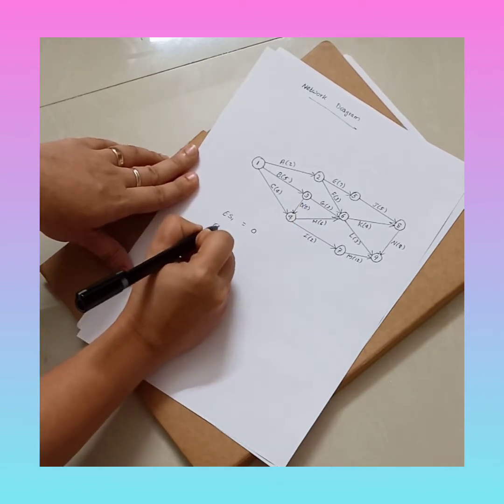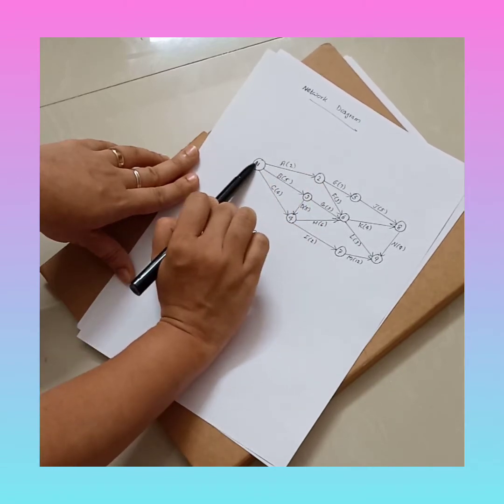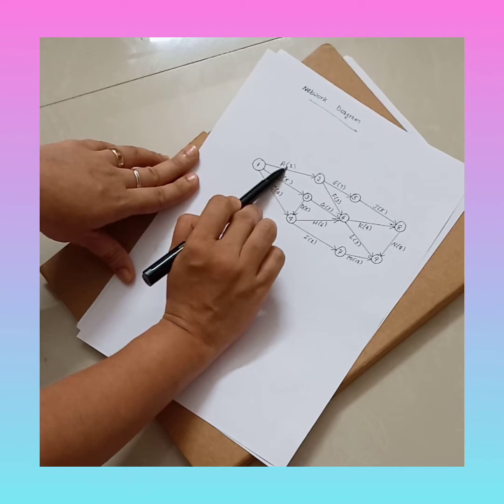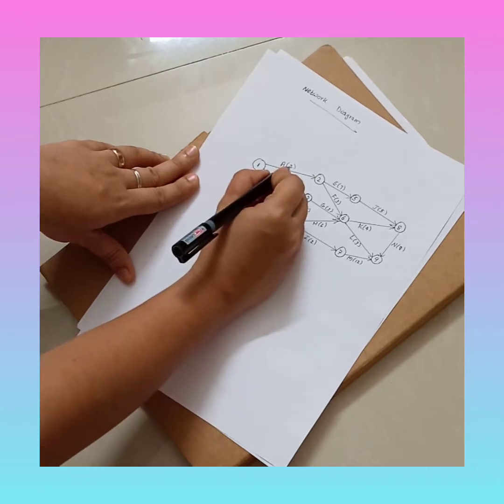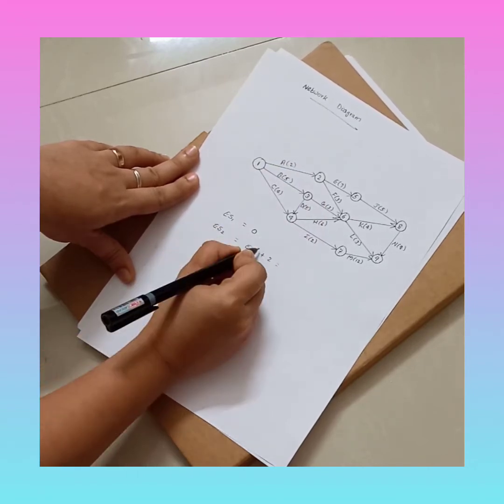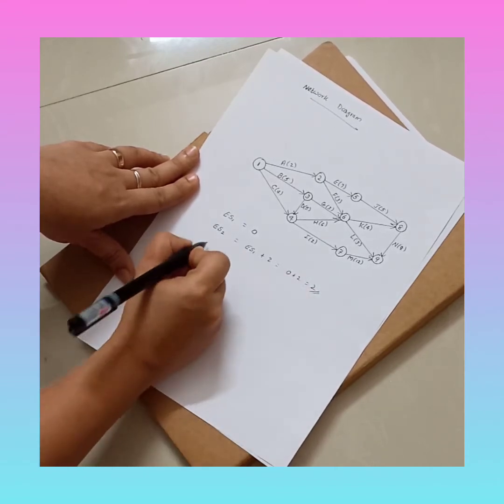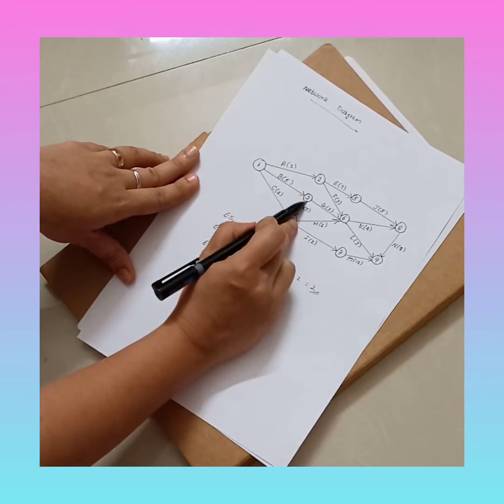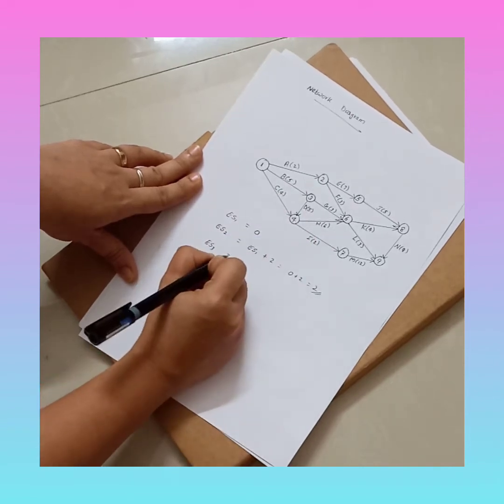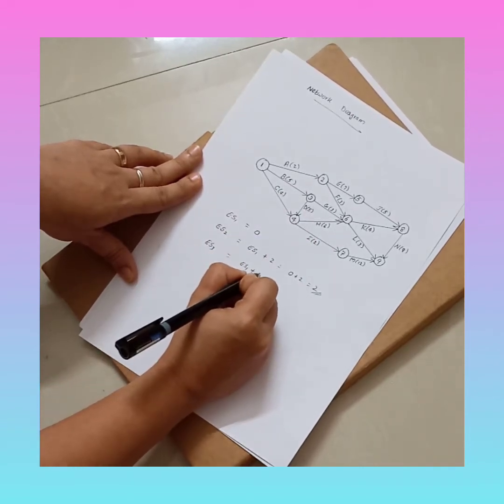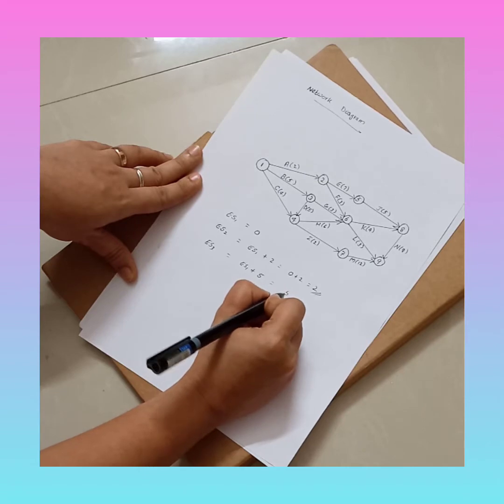Now let's go to the next node, ES2, that is for the second node. From the first node to the second node there is only one activity, that is A. According to the formula, it is ES1 plus the duration of the activity, that is 2. ES1 is 0, so 0 plus 2 is 2. So ES2 is 2. Then ES3, that is for the third node. For the third node also there is only one preceding activity, that is B. So that is ES1 plus the duration of activity B, that is 5. So that is 0 plus 5, that is 5.